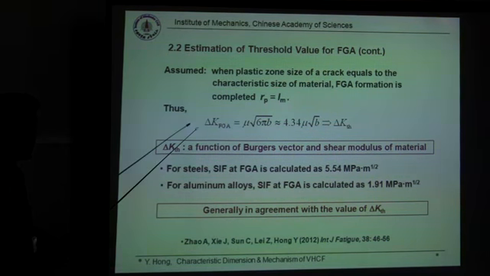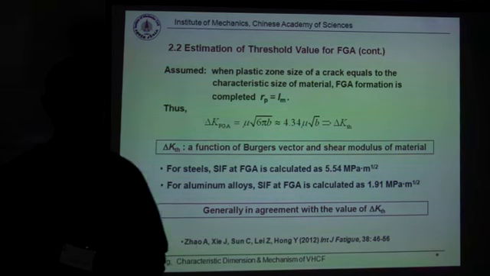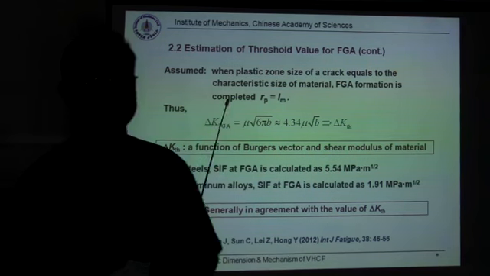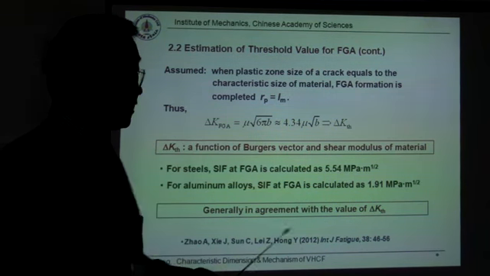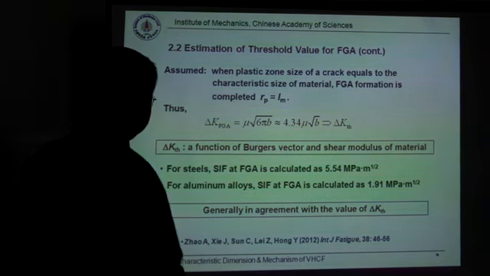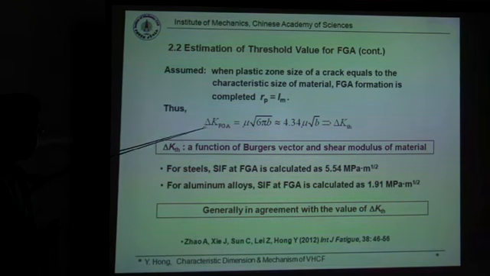So it means that the characteristic dimension of the material related to this kind of failure is related to this characteristic value of parameter for crack initiation.